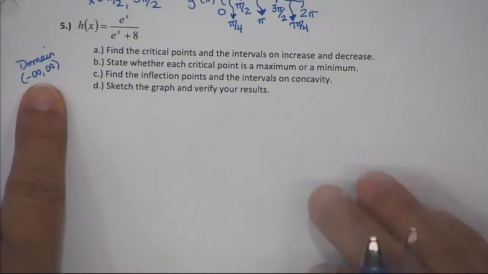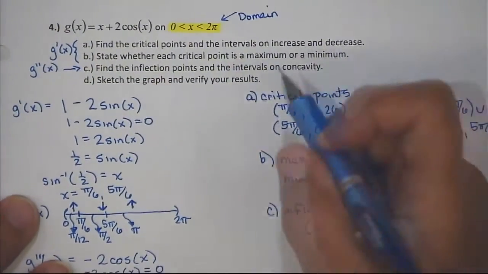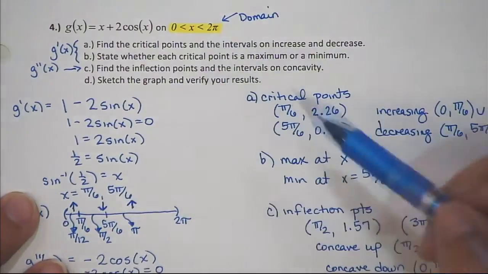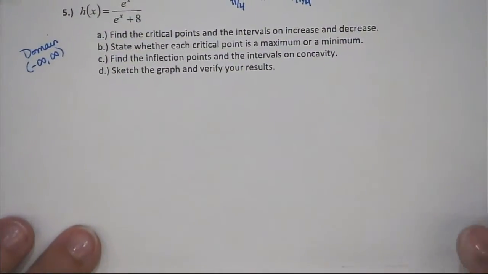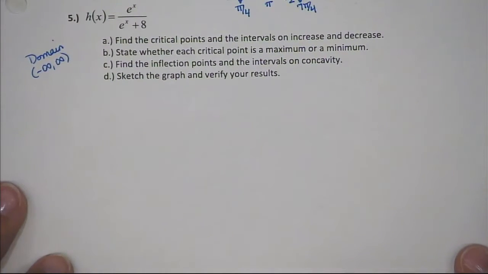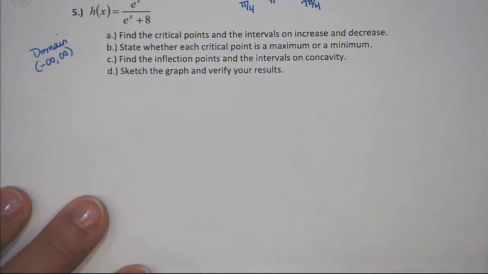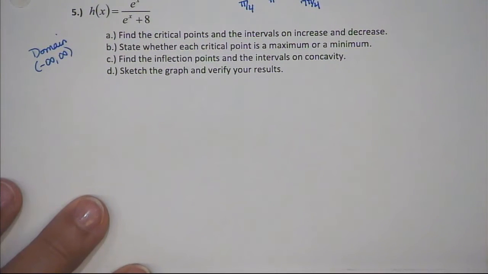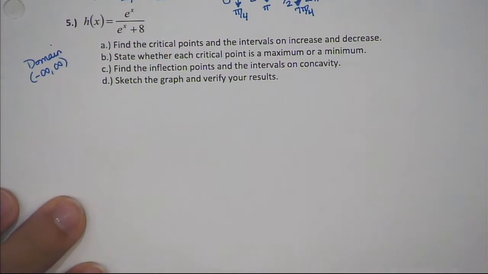Remember, for the last problem, the domain was only between 0 and 2 pi, so that's how we had to give our answers. So here, when we give our answers, we get to go from negative infinity to infinity. Same rules. Find the critical points, the intervals where this thing's increasing and decreasing. State whether each critical point is a max or min. So that all comes from the first derivative. So we have to do a quotient rule to find the first derivative and to find critical points.